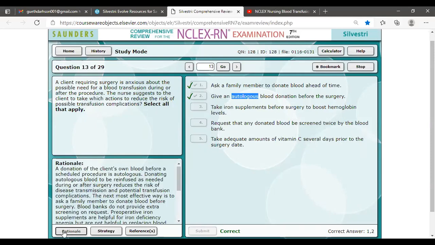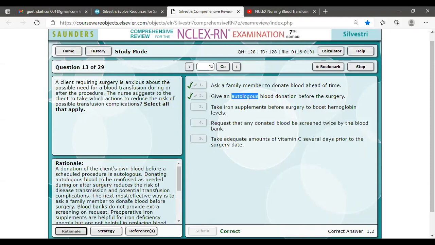What is their explanation? They said donation of the client's own blood before a scheduled procedure is called autologous. Donating autologous blood to be reinfused as needed during or after the surgical operation reduces the risks of disease transmission or potential transfusion complication.